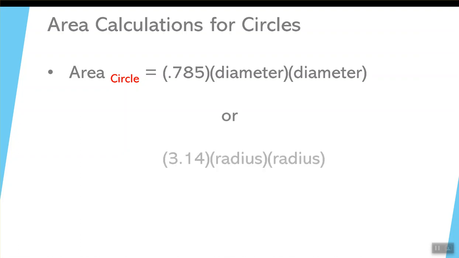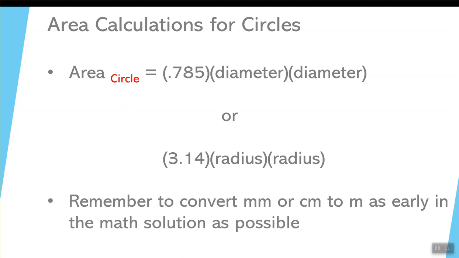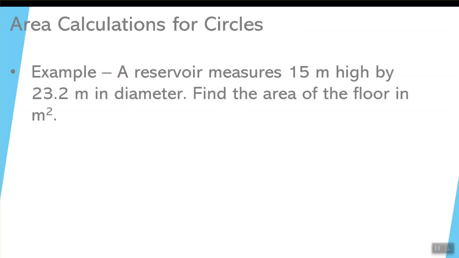In a final statement here, if you're more comfortable with pi times radius, that's okay. The best formula is the one that you are comfortable with and gets the right answer. But remember, always convert your millimeters or centimeters to meters as early in the math solution as possible. It's a lot easier to work at that point. Now, let's take a look at an example.